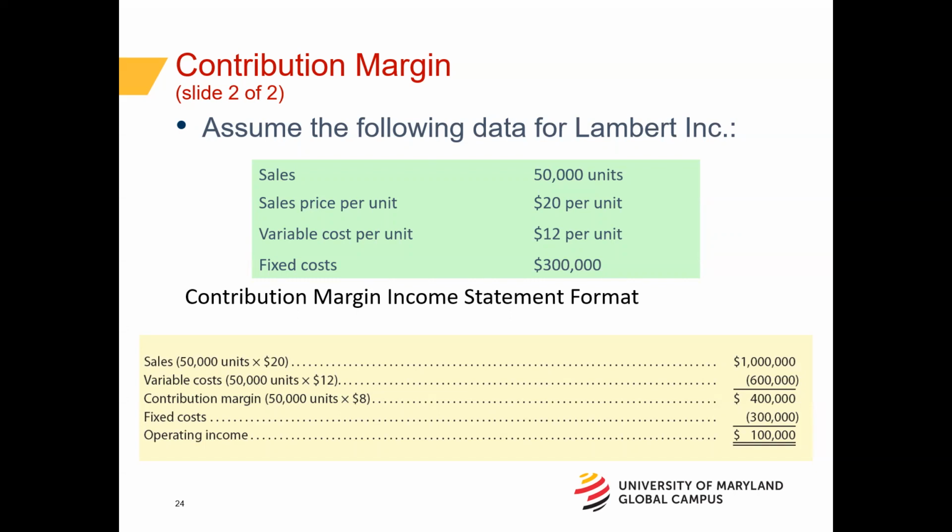Our fixed costs were said to be 300,000. Remember, fixed costs are the things that we cannot change. So contribution margin minus fixed costs equals operating income. 400,000 minus 300,000 is 100,000 of operating income. That's pretty good. So what does that tell us? We definitely did more than break even here. We did way more than break even by 100,000, right? If it were just breaking even, that operating income would be 0.